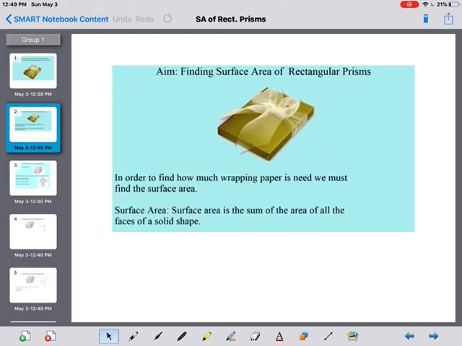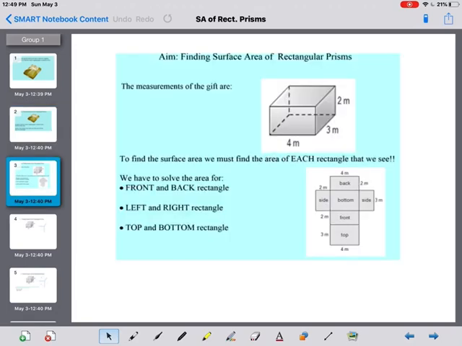So this is an example of figuring out the surface area to find the amount of wrapping paper that would be needed. The surface area is defined as the sum of the area of all of the faces of a solid shape, and faces are just the sides of that shape. In this example, you're given the measurements of the gift box. We have 2 meters by 3 meters by 4 meters.